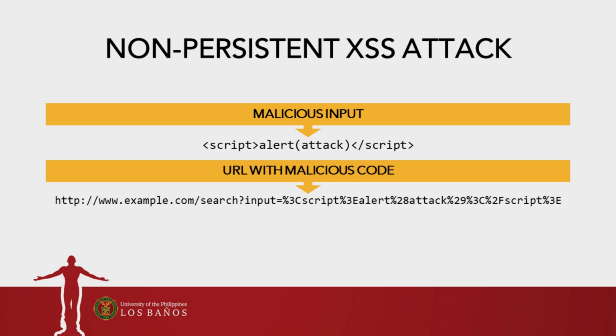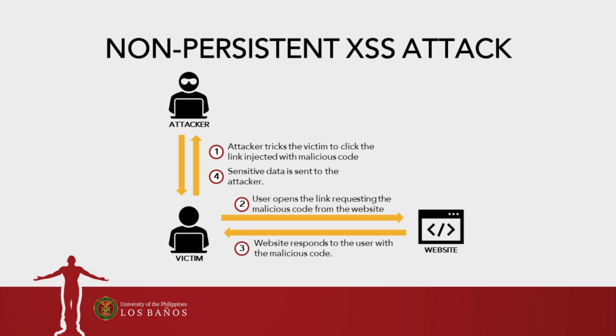So if we send that URL to a user, when the user clicks the link, then the malicious code will be executed in the user's browser. And that is the non-persistent or reflected XSS attack. The figure here shows how the non-persistent XSS attack works. The attacker will trick the victim to click the link injected with malicious code.